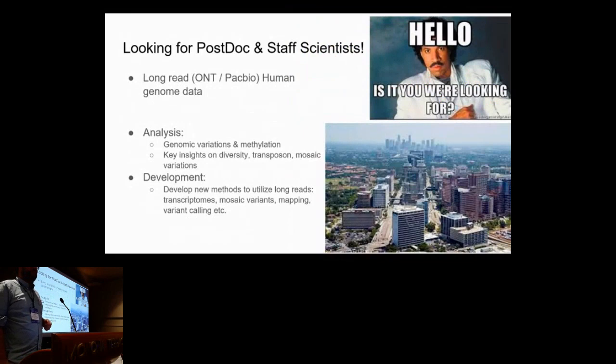And the last thing, I think I'm still a little bit in time, is my group is looking for postdocs and staff scientists. If you're interested, or if you know people, please reach out to me. We require people on the analysis side, as well as on the development side of methods, especially focusing on human genomics and human genetics with Oxford Nanopore and Promethean and BugBio. The Texas Medical Center is really a vibrant place with lots of funding, lots of opportunities in medical records.